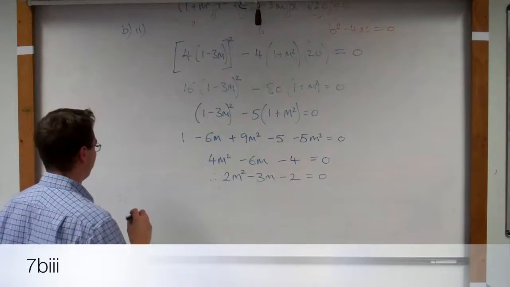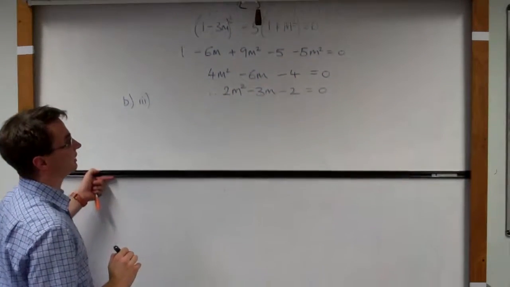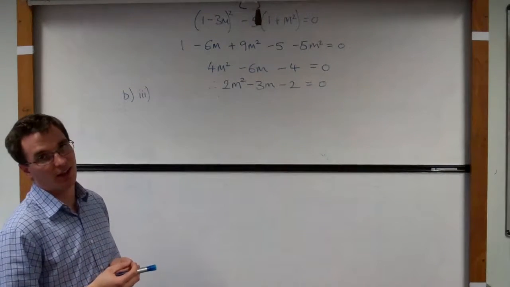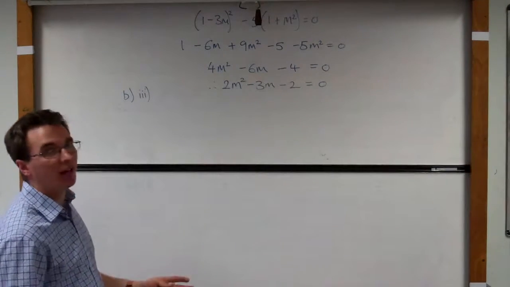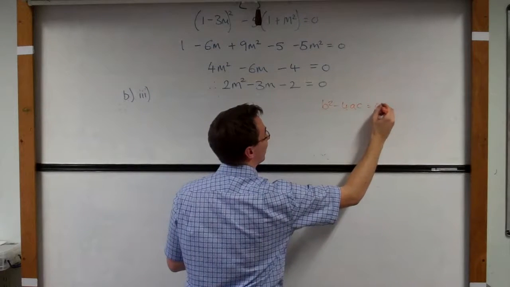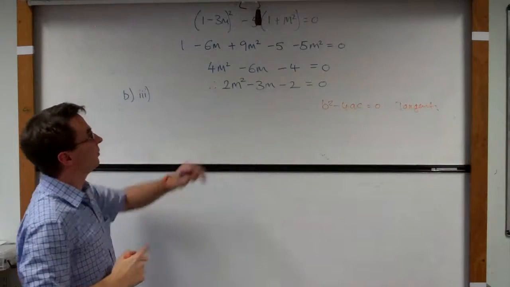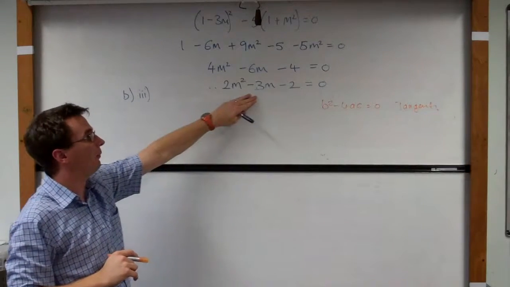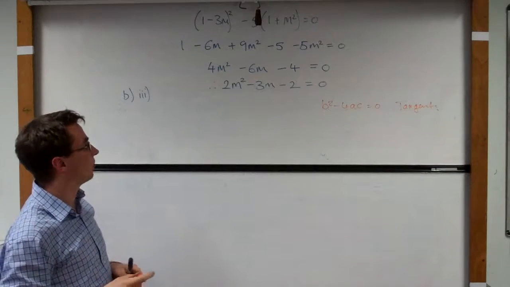The final part. It says, hence find the values of m for which the line is a tangent. Well, for a line to be a tangent, it must touch. It must have equal roots. So, b squared minus 4ac must be equal to 0 for tangents. Yeah? So, we know this. If we just factorise this, these values of m which solve this equal to 0 are values of m which allow it to be a tangent as well.